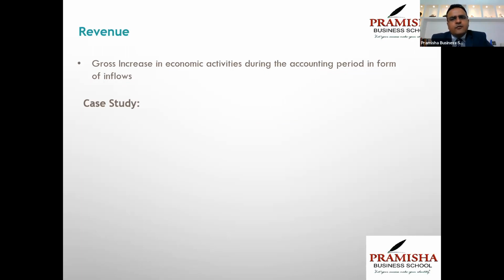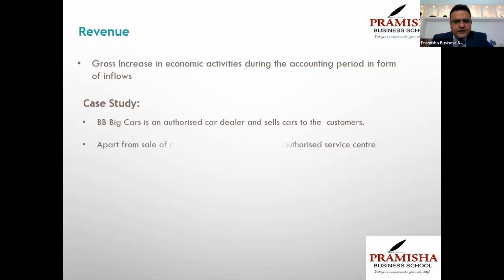Revenue is generated from your principal revenue generating activity, the business you are engaged in. If you're into the business of selling cars, you generate revenue by selling cars. If you're into the business of providing service, suppose BB Cars is an authorized car dealer and they also provide service through their authorized service center apart from sale of cars. Can we say that these 2 are principal revenue generating activities, or I'll consider only one as principal revenue generating activity? What do you think? Can I consider these 2 components, sale as well as service, as principal revenue generating activities of a car dealer?